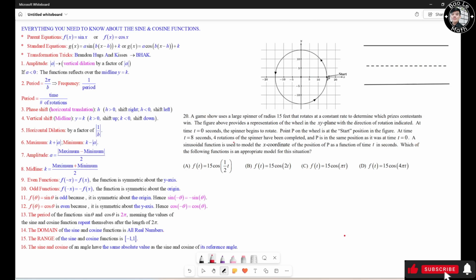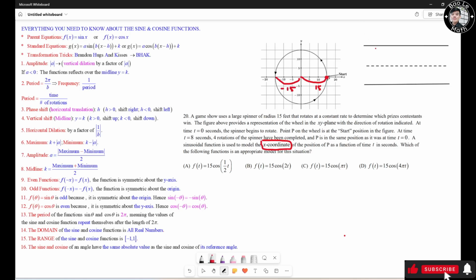Now let's move on to example number 20. Right, so this one is similar to example number 18. The only different thing is the starting point right here. Point P starts right here, right? Now, a sinusoidal function is used to model the x-coordinate, right? So, if point P is right here, the x-coordinate should be the maximum point because the distance from here to here is 15, right? Distance from here to here, keep that in mind, it's going to be negative 15, right?